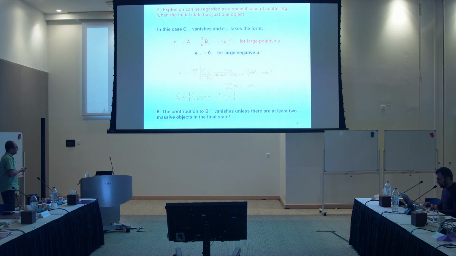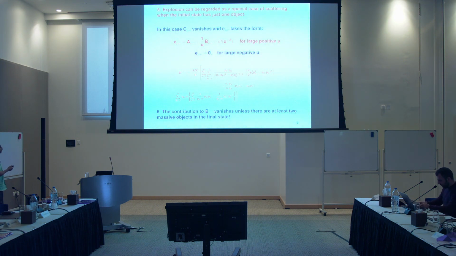Now, this I think is the most surprising result of this calculation, namely that the contribution to B mu nu vanishes unless there are at least two massive objects in the final state. This we have no physical understanding of why this happens, even though it is physically significant.